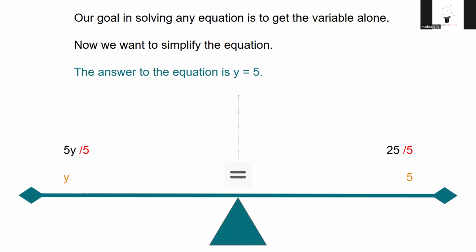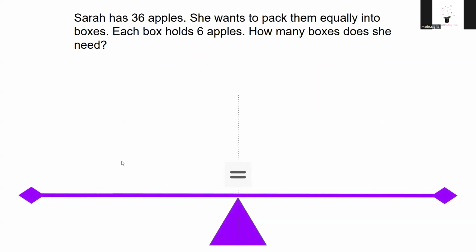And now for our last example, we're going to look at a word problem. Sarah has 36 apples. She wants to pack them equally into boxes. Each box holds 6 apples. How many boxes does she need?